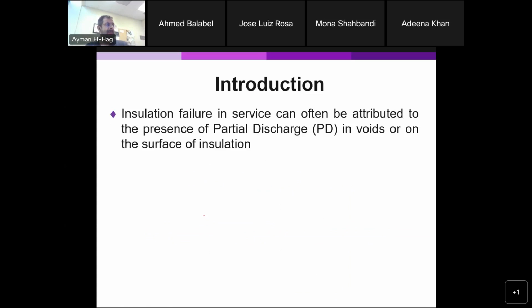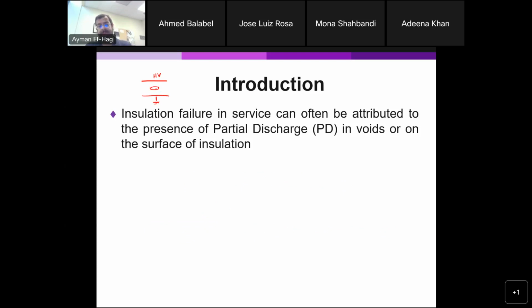Now, let's talk about a very simple system. You have here a small void. Here is your high voltage. Here is your ground. Here you will have a very high electrical stress inside this void.